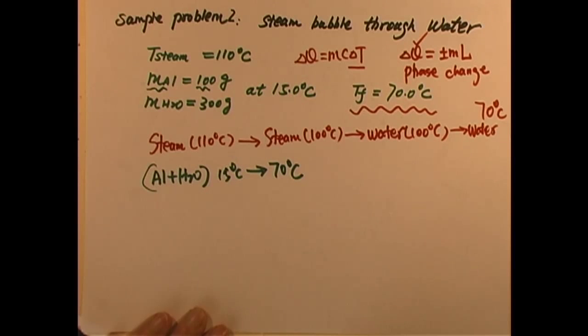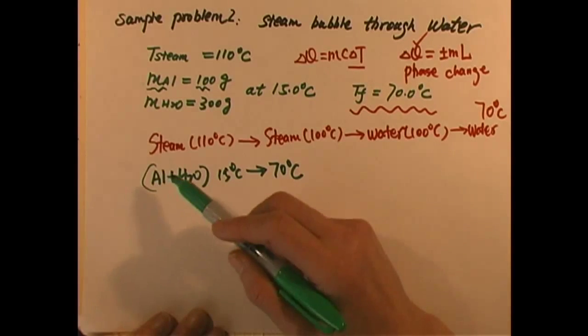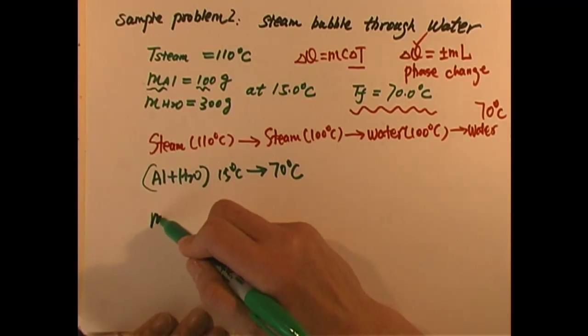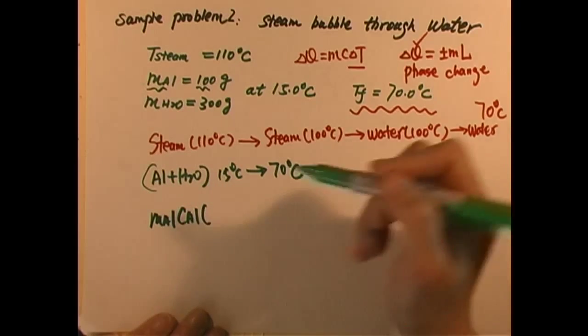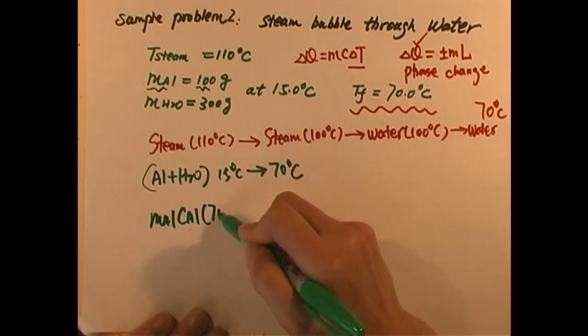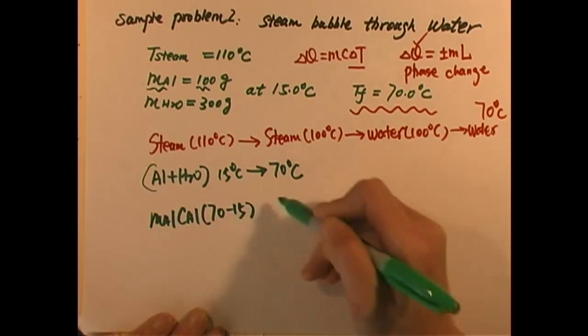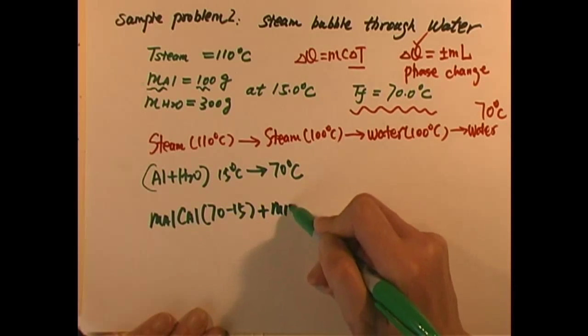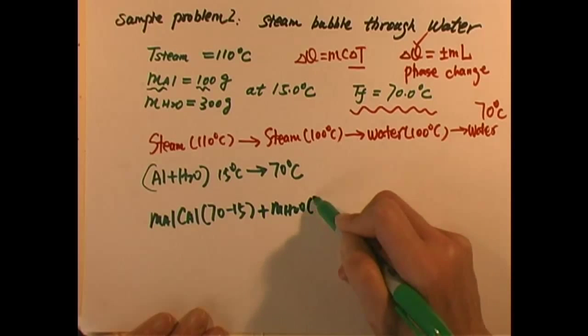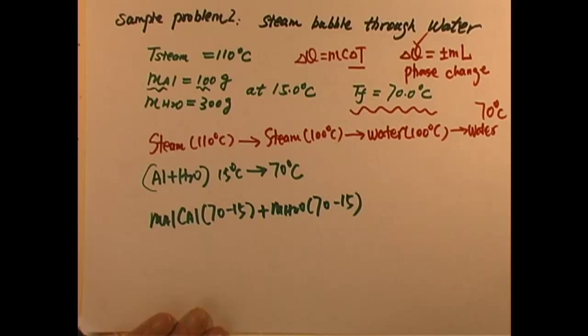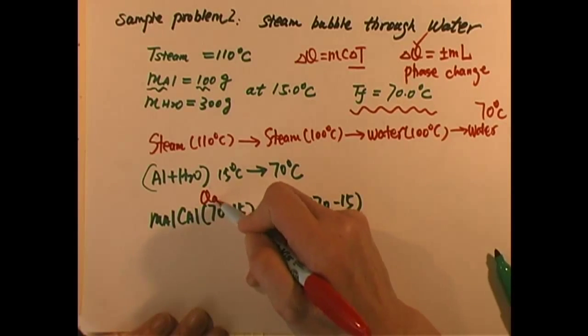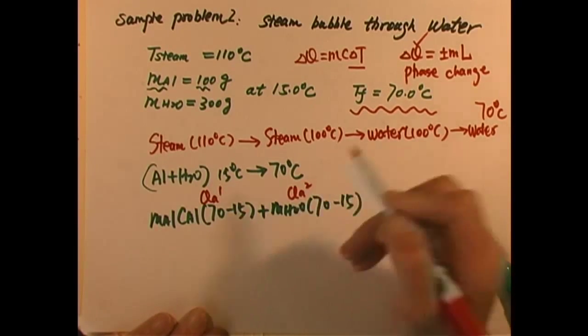So in order to solve this problem, we still need to list the equations. Let's look at mass of aluminum, C of aluminum. For the aluminum, temperature change is final 70, initial 15. By doing so, we know this is a positive term. For H2O, final is also 70, initial is 15. That's a positive term. So these two terms are Q absorb 1 and Q absorb 2, and they are positive.